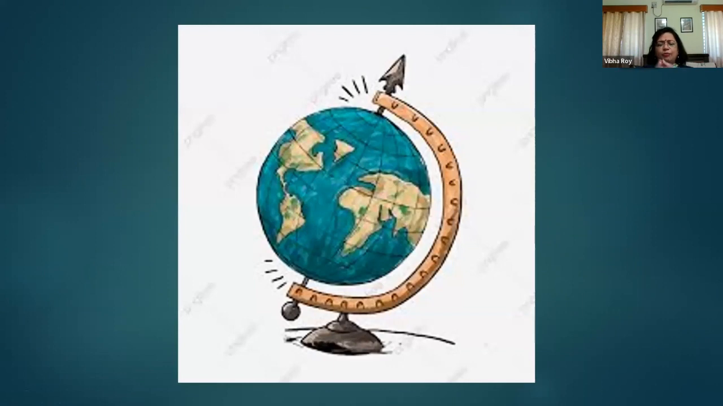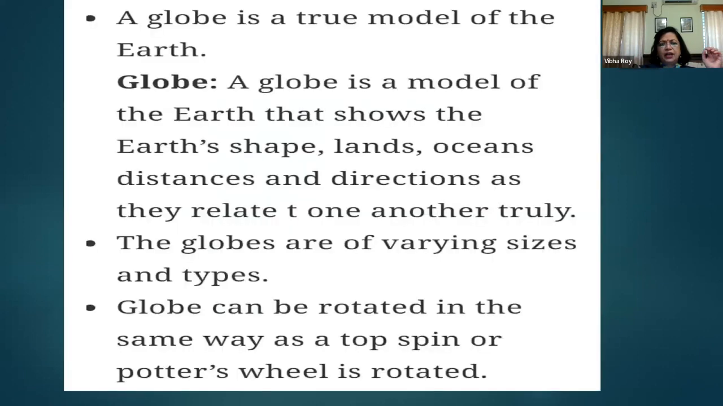This is what the globe looks like. Yesterday also we looked at the globe. Now, what is a globe? When we start social science in class 6, we should always start a class by showing the globe because children can relate to something which they see very well. So a three-dimensional model. I hope everybody has a globe in their school. So you can take it to the class and show it to the children that this globe is a true model of the earth. What do you mean by model? That you should explain to them, that this is how the earth looks like.